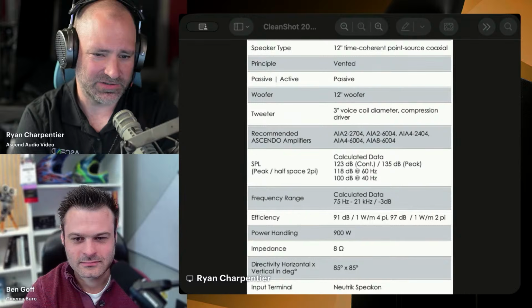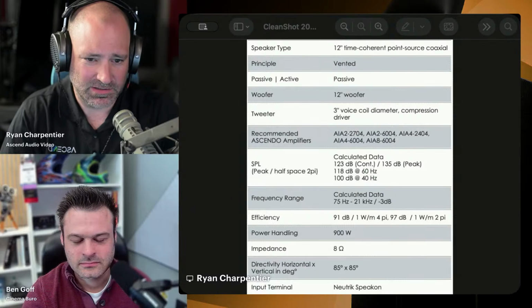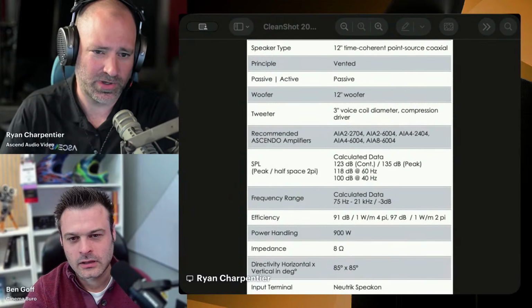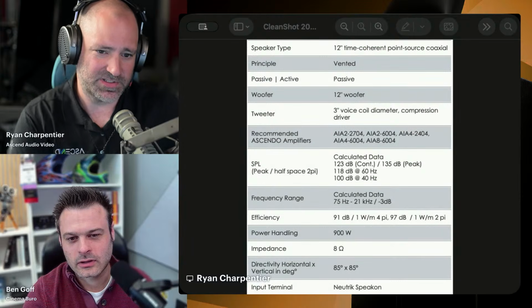What is that necessarily? Is that all frequencies? Is that across the whole range? What does that mean? Like, am I going to blow the speaker up if I send 900 watts at a lower range versus a higher range? What's going to happen there?